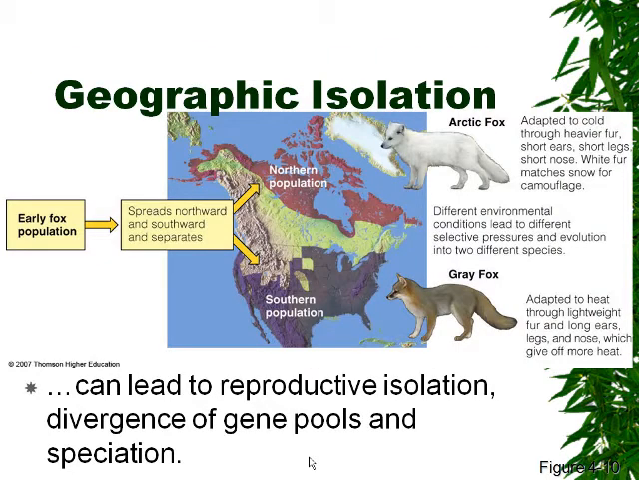So showing a geographic isolation, this is an example using foxes. You had an early fox population that was one species. They spread into the northern and southern population. We have two different populations, and now we have two different species. This is speciation. We have an Arctic fox that is adapted to the cold weather. They have heavier fur, shorter ears, shorter legs, the fur that matches the snow. And then the gray fox in the southern population is adapted to the heat. Different coat color, again, to camouflage itself.